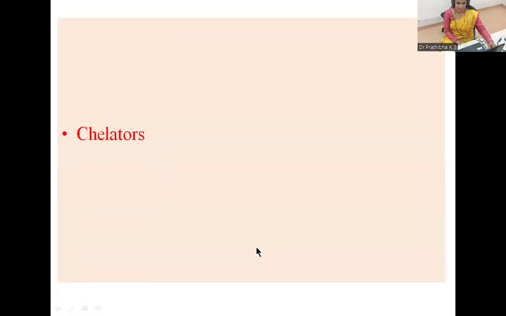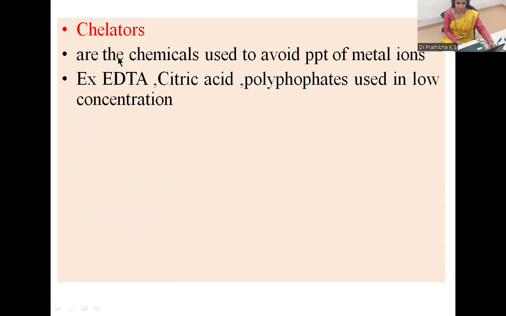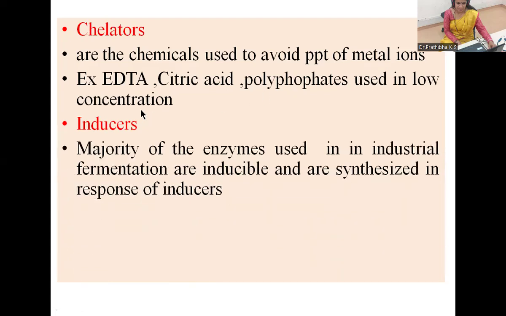Okay, that is very, very important. Oxygen concentration must also be monitored. Sometimes in the fermenter vessel, we can also use chelators. These chelators are chemicals used to avoid precipitation of the metal ions. For example, we can use EDTA, citric acid, and polyphosphates, which are used in low concentration as chelators in the fermenter vessel. And next one is inducers.